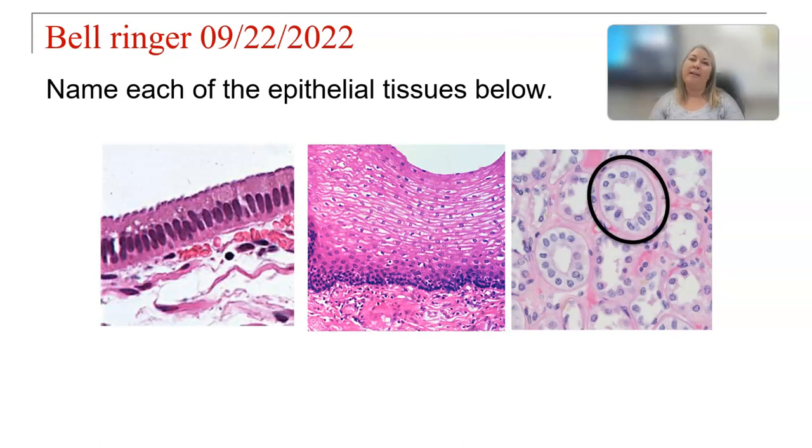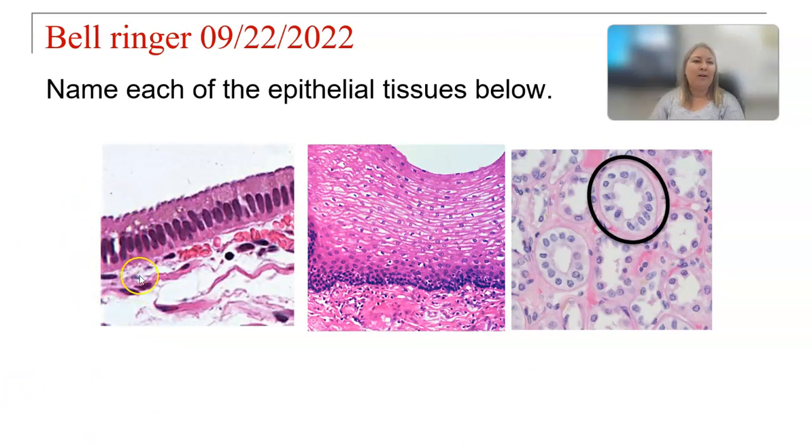Epithelial tissues line and cover, and they are named according to the shape of their cells and the number of layers that they possess. Sometimes they also have some additional features, like having cilia. So naming epithelial tissues is as simple as identifying the shape of the apical layer and whether there's a single layer or multiple layers. So let's take a look at these examples from yesterday.